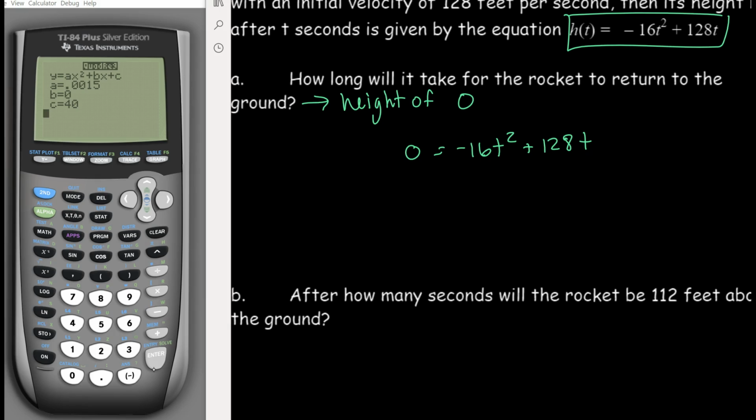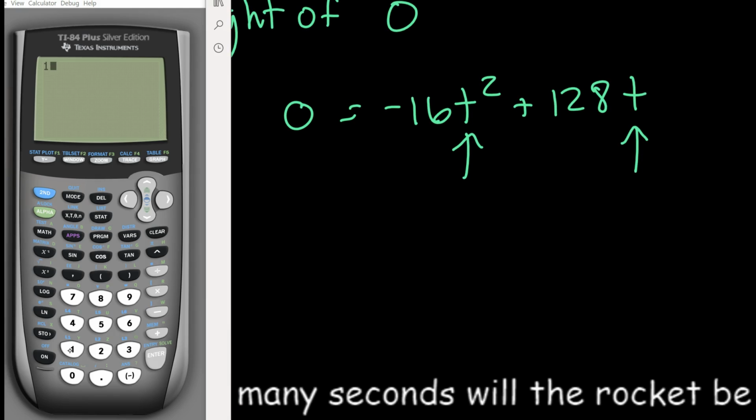A GCF. What is the GCF between these two? 16. Does 16 go into both? It does. What else though besides 16? Okay, now we know t. You can pull a t out of both. So I'm going to pull out a negative 16t.